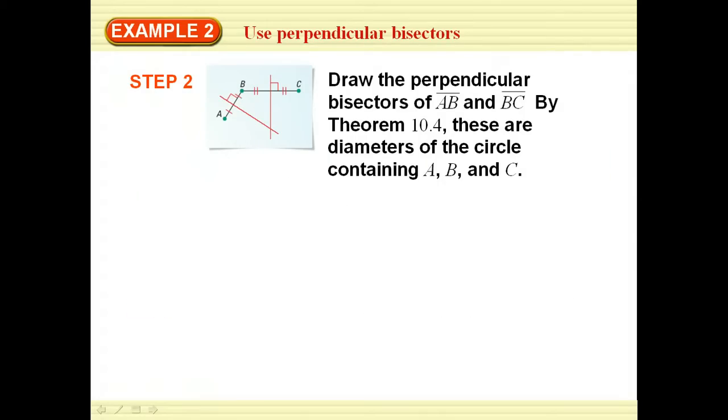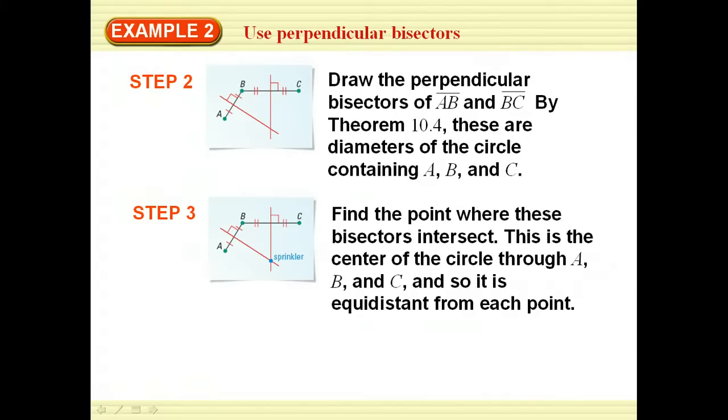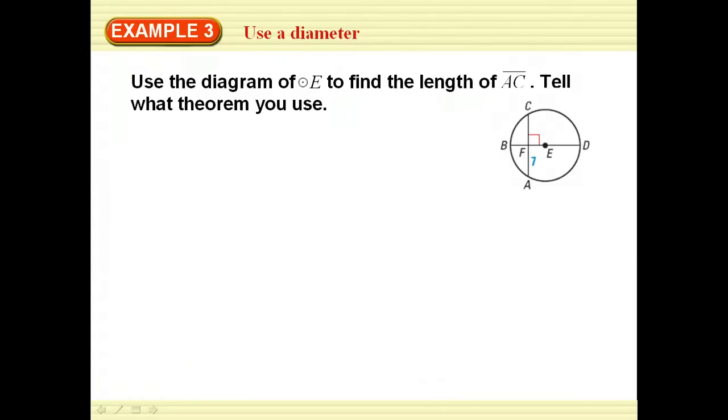Now if I draw the perpendicular bisector of AB and BC, by theorem 10.4, both of those have to be diameters. And if those two are diameters, then the point where they meet has to be the center of the circle. And so if I place my sprinkler at that point, that has to give me a circle that will hit A, B, and C.